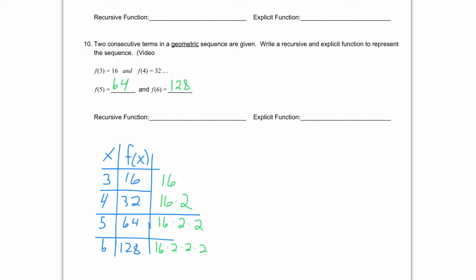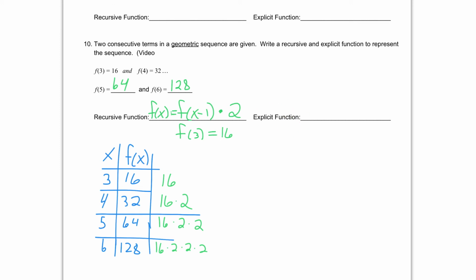So then from here, we can go ahead and write our recursive function. So our recursive function would be f of x equals that previous term, which is f of x minus 1, and then we're multiplying that by 2. And then our first term that we're given here is that f of 3 is equal to 16. And then we need to do our explicit function.